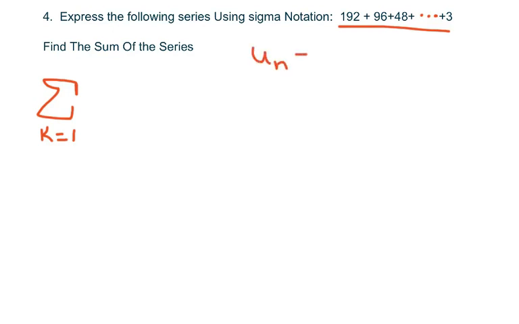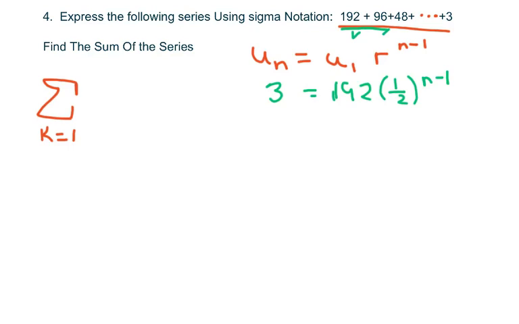u sub n equals u sub 1 times r to the n minus 1. And clearly you can see your r is 1/2, because you keep multiplying by 1/2 to get to the next term. My last term is 3. My first term is 192. And my r is 1/2 to the n minus 1. When I divide both sides by 192, I'm going to get 3 over 192, which is 1 over 64, equals 1/2 to the n minus 1.